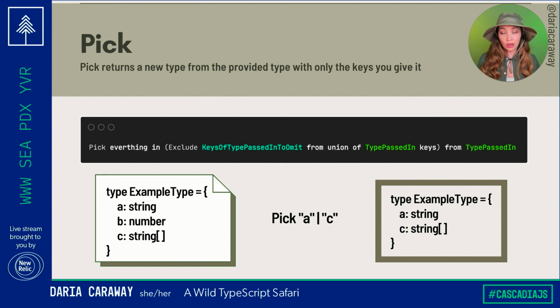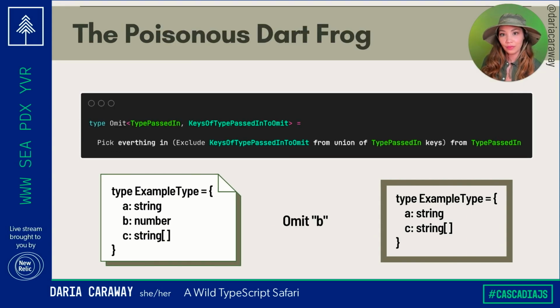So we excluded B from our key union, and now we're going to take the output of that Exclude, which is A or C. We're going to pick those off of our example type, and that's going to give us a new example type with just the properties A and C. And this is the exact behavior of Omit. If we were to take our example type and say Omit B from the example type, we get a new example type with just A and C.